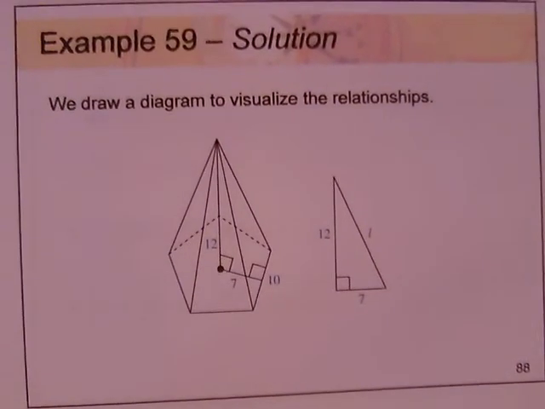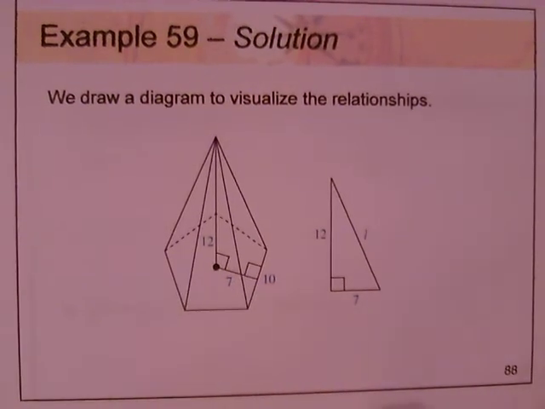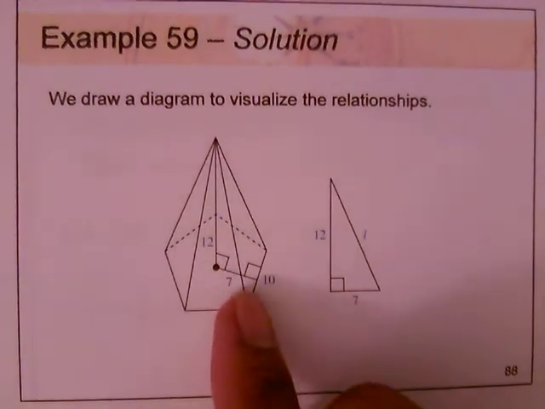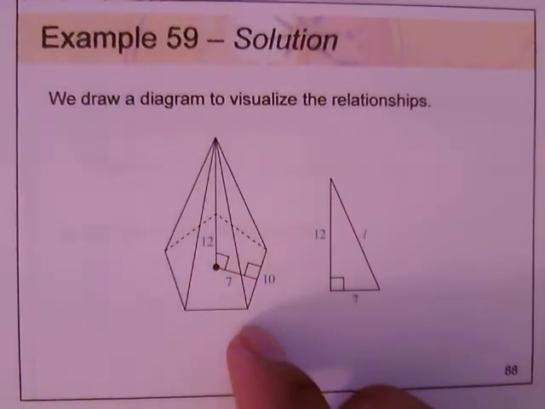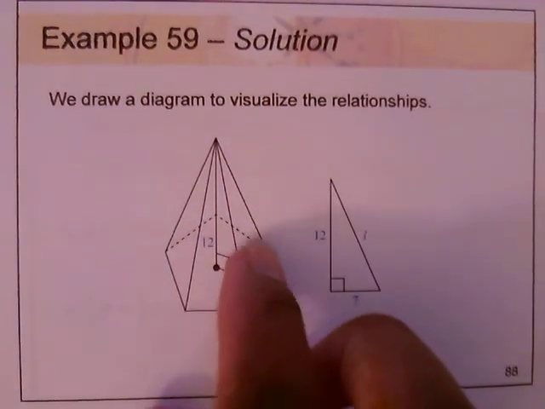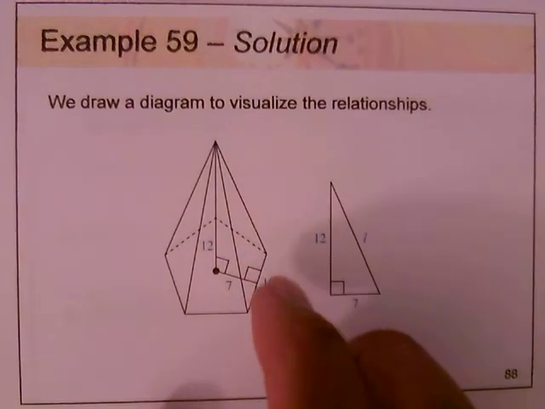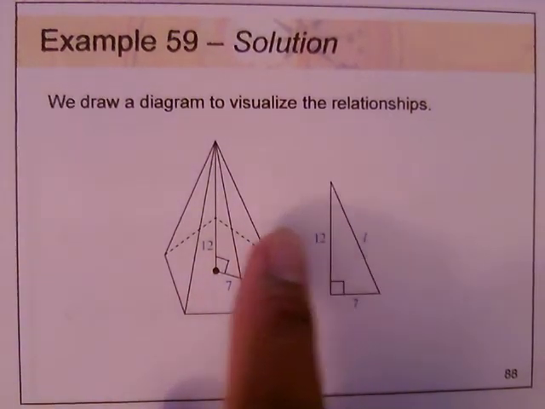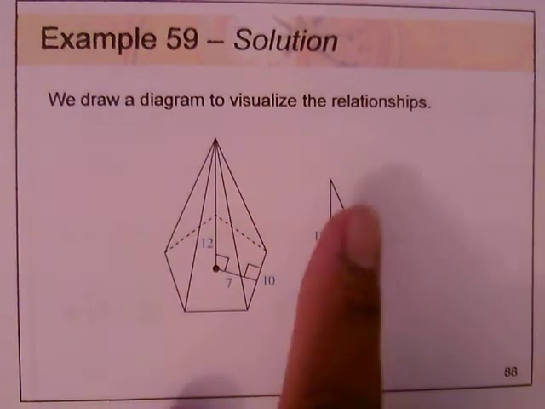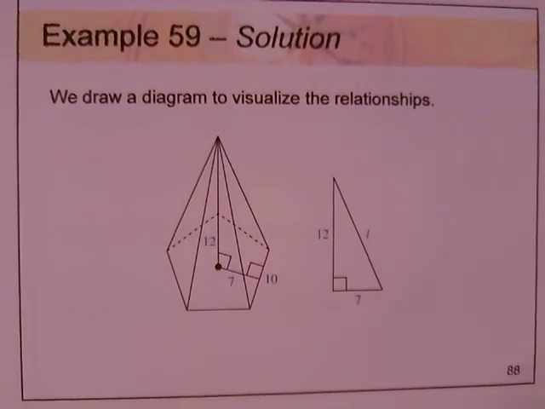So here we draw a diagram to visualize the relationships. Here's a right pentagonal pyramid. The apothem is 7. The length of the sides is 10. The height is 12. The problem is we don't know what the slant height is. That's the height on the face of that pyramid. If we take that part out, we know we have a right triangle, so we're going to need the Pythagorean Theorem that I talked about in the last video.